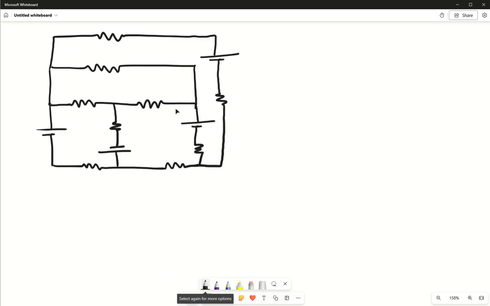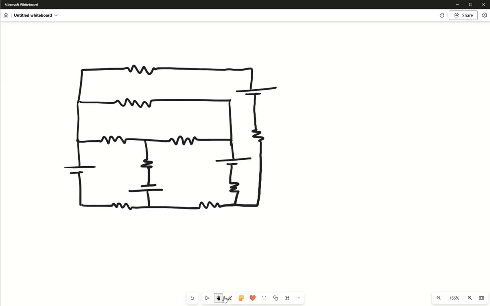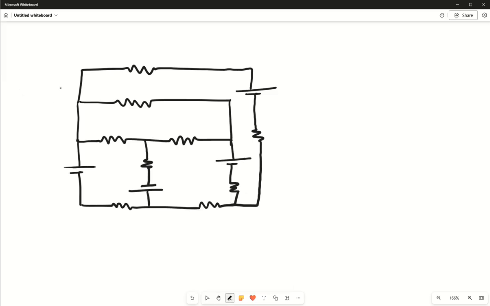For your understanding, let me increase the size. Now let us start. Let me decrease this one. Let us consider again, and let us change the color for better understanding.